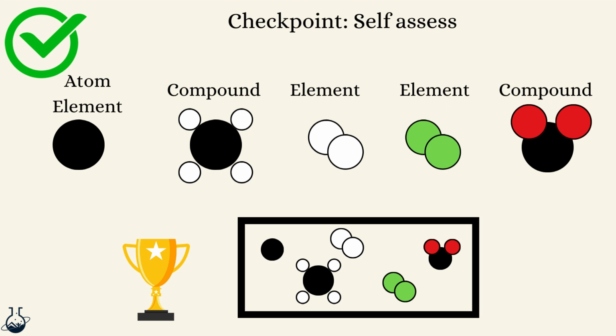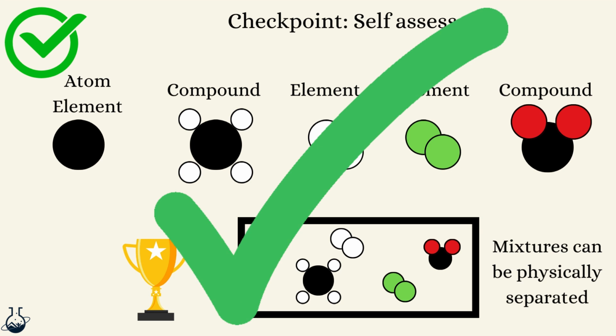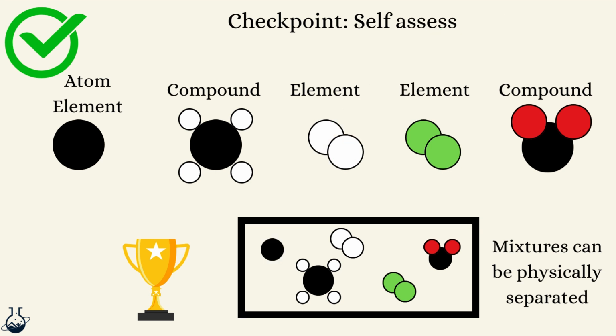A mixture would look something like this. A mixture is a substance made of various elements and compounds that can be physically separated. Great work! Let's move on to more periodic table specifics.